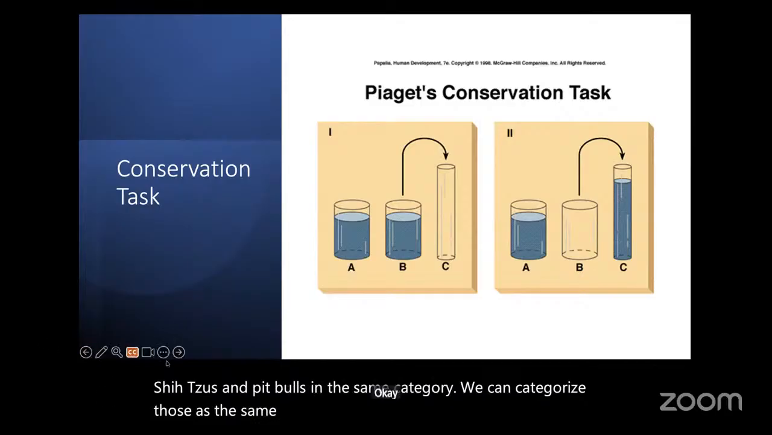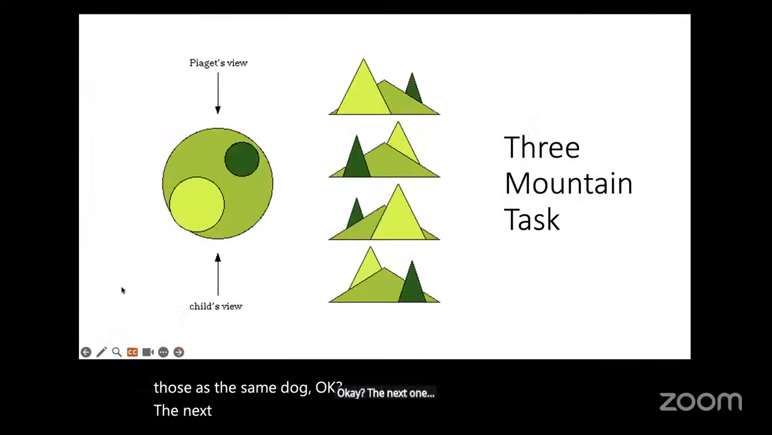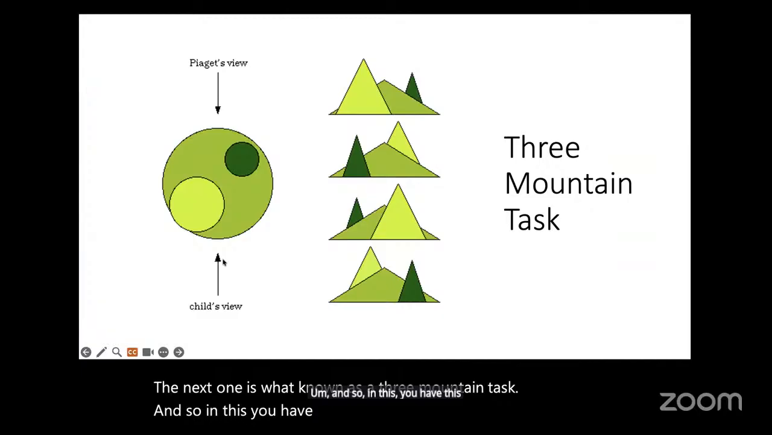Okay. The next one is what's known as a three mountain task. And so in this, you have this 3D table. You kind of got to imagine that.